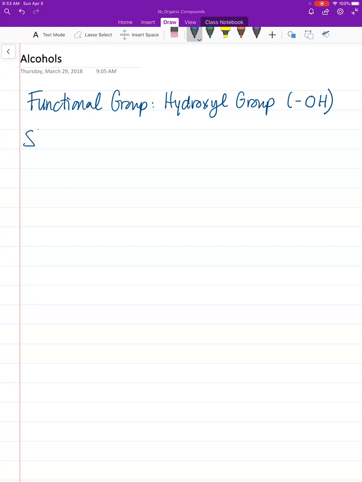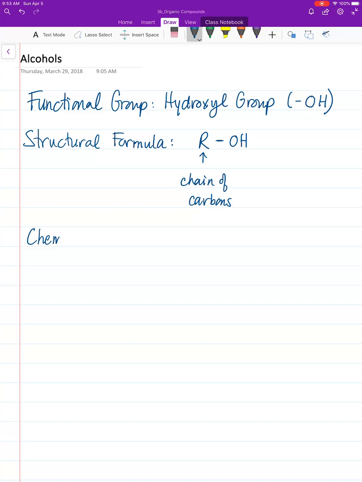Okay, the structural formula is R. So this is a chain of carbons, one or more carbon. And then to one of those carbons, you will have this oxygen bonding to the carbon and then a hydrogen bonding to the oxygen. Okay. You also need to be able to recognize a chemical formula.